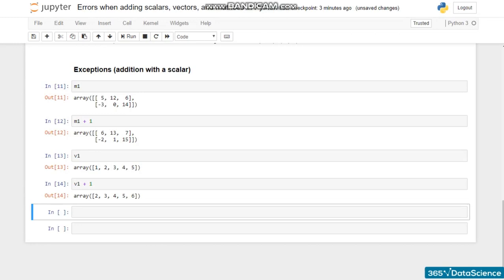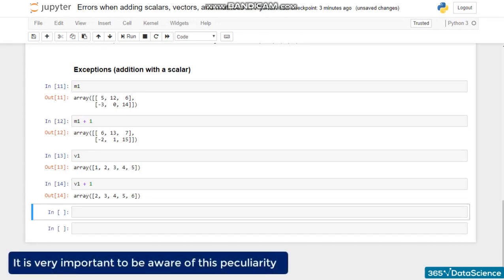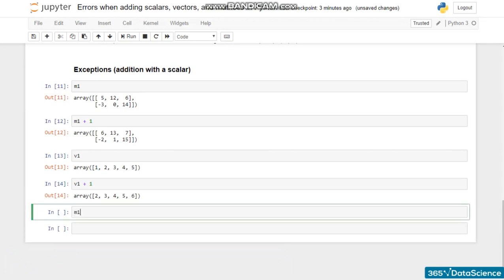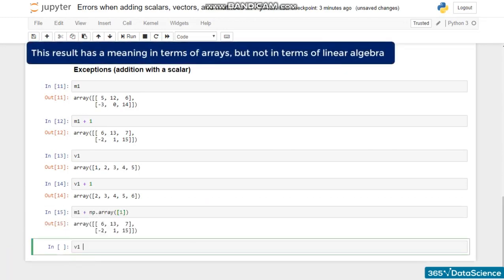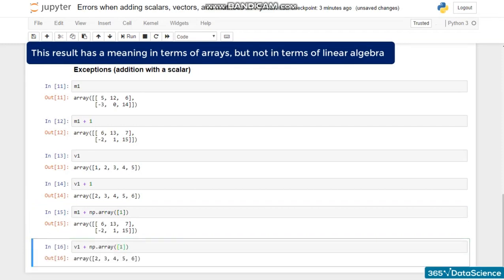Alright, it was very important to be aware of this peculiarity. Probably some of you may have already tried it and found out that it yields a result. The result has a meaning in terms of arrays, but not in terms of linear algebra. That is also one of the big differences between the concepts of ND arrays and tensors.